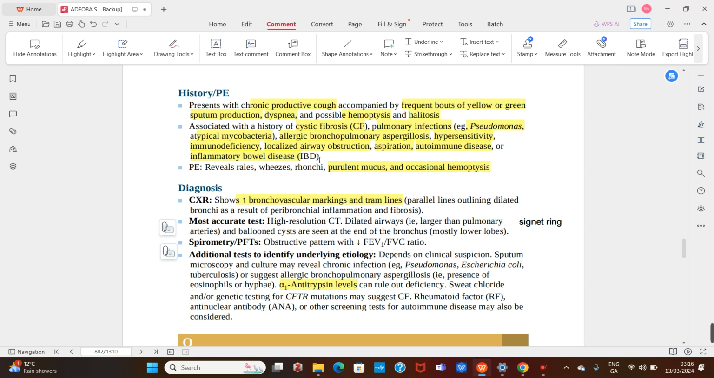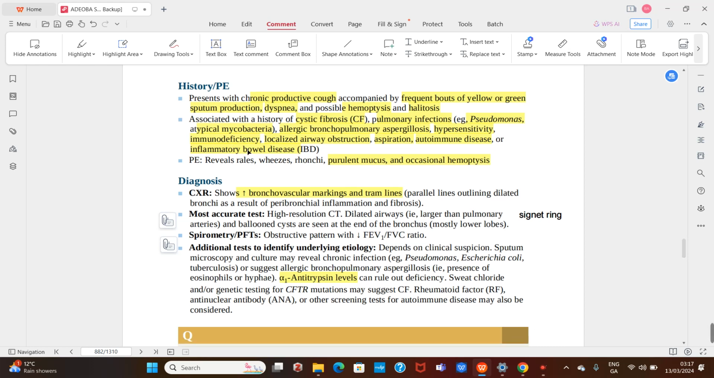So the common ones that they don't really talk about is IBD, but the common ones to look out for: maybe somebody has a cancer that is involving the airway, or somebody has cystic fibrosis that is causing a lot of mucus secretion and mucostasis, or allergic bronchopulmonary aspergillosis, as well as immunodeficiency. So those are the common ones that they test for bronchiectasis.